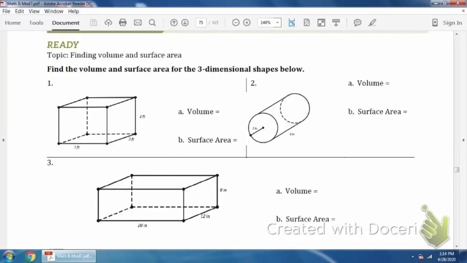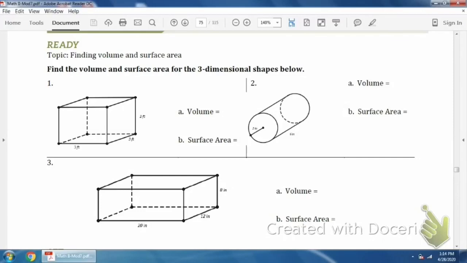Okay, so for 7.8, the ready, it should be a little bit kind of reviewed, maybe half of it, probably the volume. Okay, so volume is for any rectangular prism, so like 1 and 3, you're just multiplying all the numbers together. It's length times width times height.